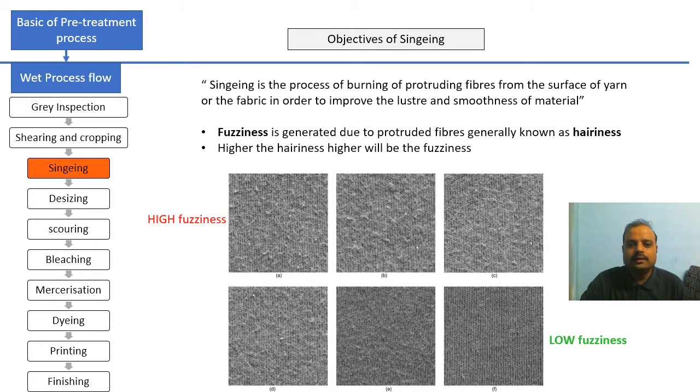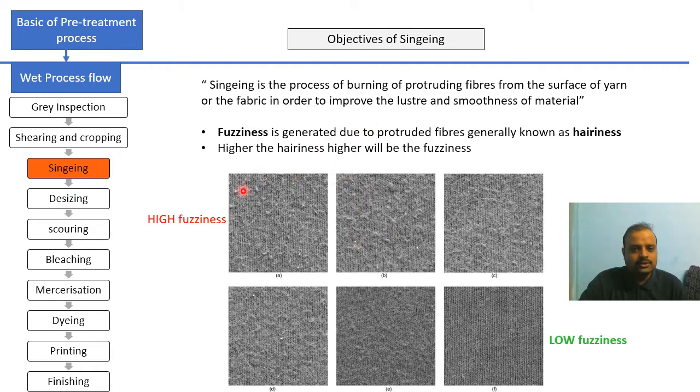Once we understand the shearing and cropping process, let's understand the singeing process. Right. Earlier I told you the object of singeing is the process of burning of protruded fibers from the surface of the yarn or fabric in order to improve the luster and smoothness of the material. This is our main object of singeing. So the singeing process literally burns out the hairiness of yarn or fabric. And why do we need to do that? In order to improve the luster and smoothness of a fabric or yarn.